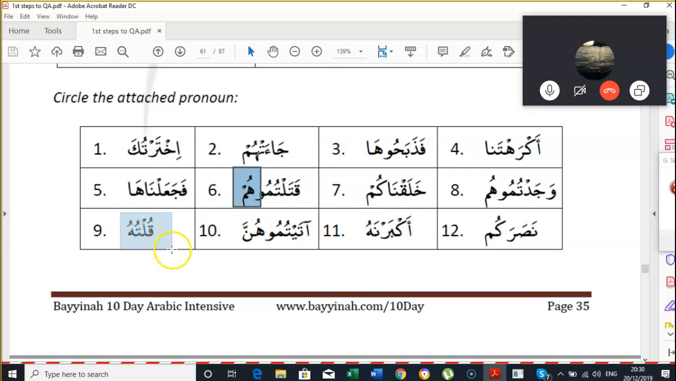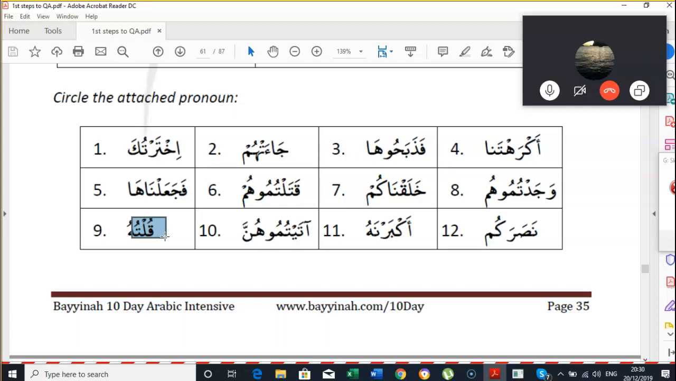Okay, number 9. قلته. Get rid of the hu. Remember, it always ends with a fatha. So would it be ana? Ana, yeah, it means to say, said.